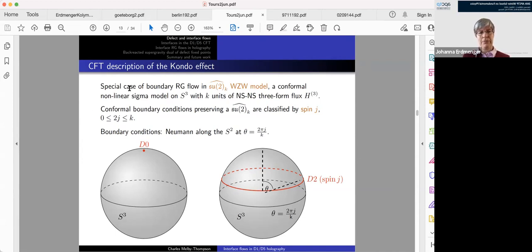Okay, so two days ago, in the context of CFT, I was discussing this boundary RG flow. Because in the Kondo model, the coupling is only to some boundary, or some localized degrees of freedom, which can then be treated as a boundary condition. And in fact, the Kondo model can also be viewed as a special case of a boundary RG flow in this so-called Wess-Zumino-Witten model. Essentially, this is a conformal nonlinear sigma model on the space S3, and there are some units of three-form flux through this S3. Okay, so, written in this kind of stringy language.